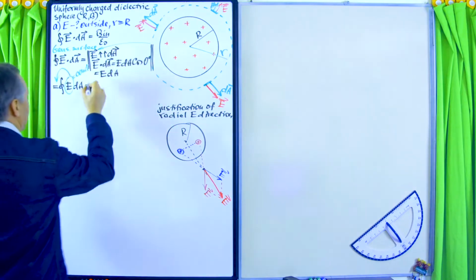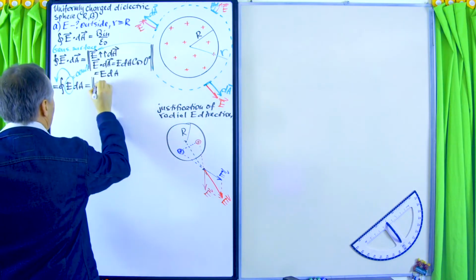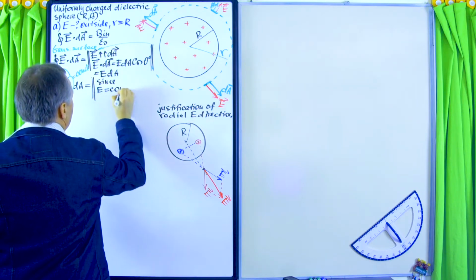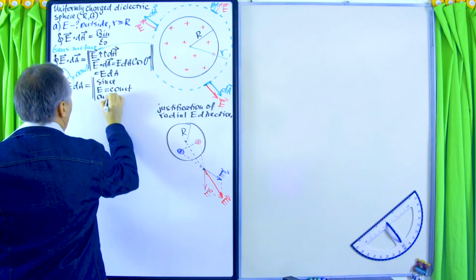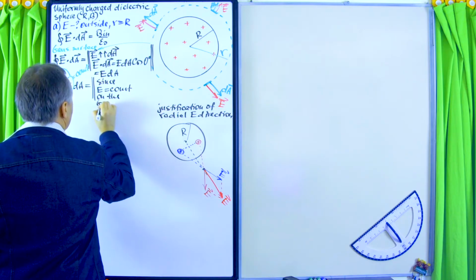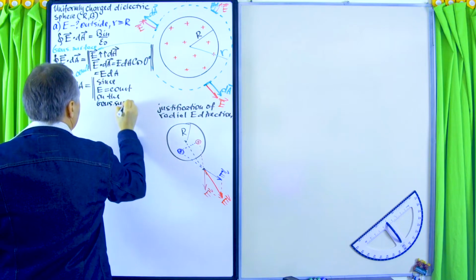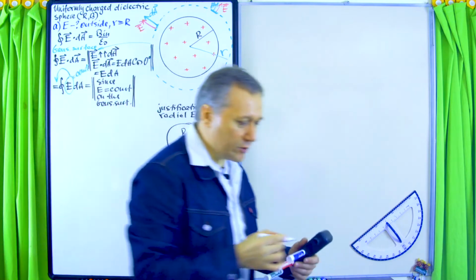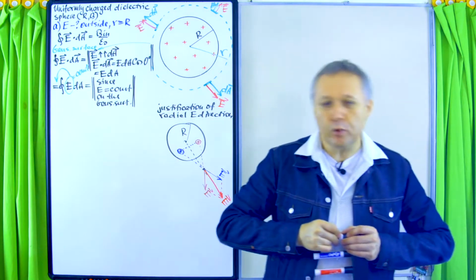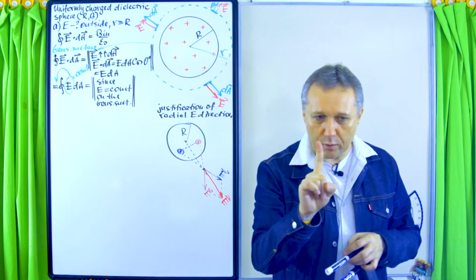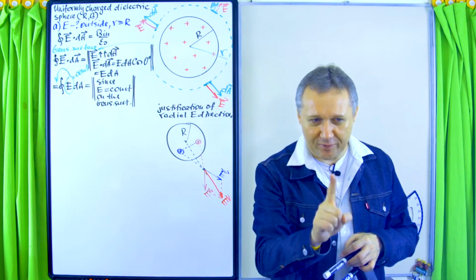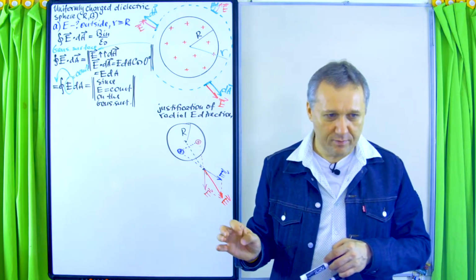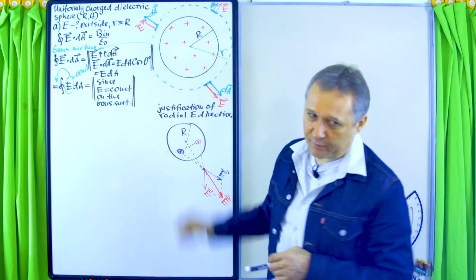So now, let me again open my explanation box, and I will write, since electric field is constant on the Gaussian surface, because in this integral, we stay on the Gaussian surface. Sometimes I see students write, because electric field is uniform. No, no, no. Uniform electric field, you remember, is exactly the same at any point in space in the same direction. But here, direction is obviously different, right?